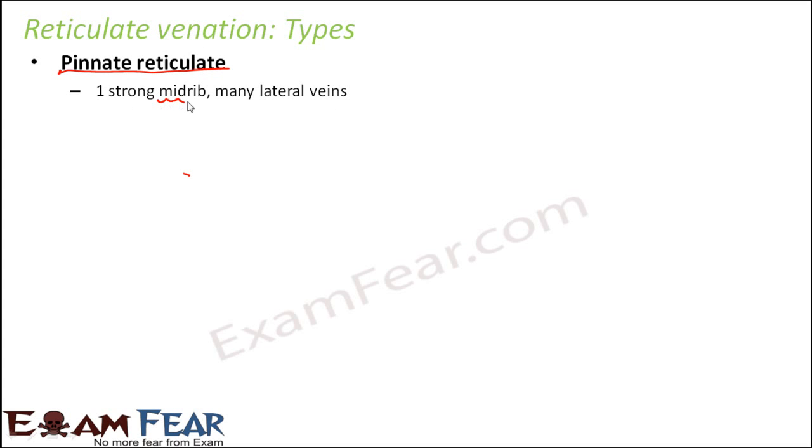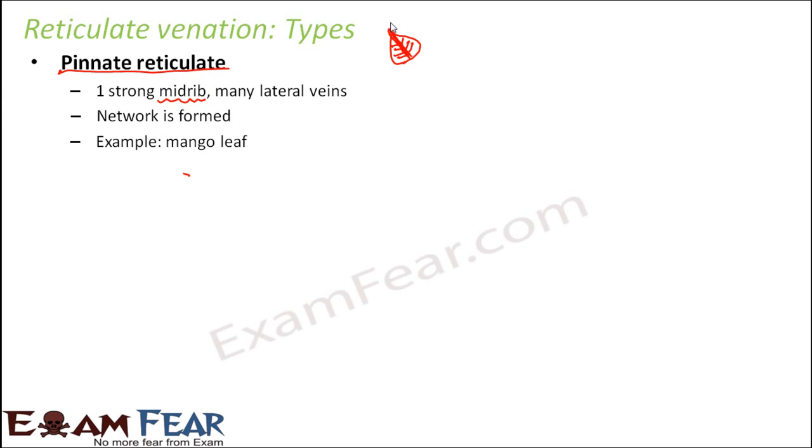Now a new term has been introduced, that is midrib. So what is midrib? It is the single strong vein which is present at the center. For example, if you have a leaf like this, you will see that there is one vein which is very strong and present in the middle, and from there other veins arise. This strong vein present in the middle is known as the midrib. So in pinnate reticulate, there is one strong midrib which is distinctly visible, and from that midrib many lateral veins emerge. So a network is formed.